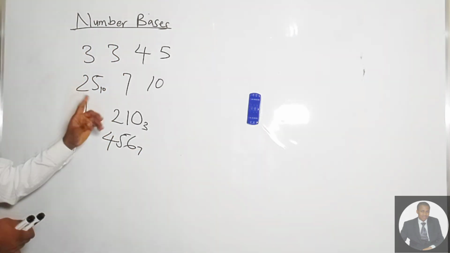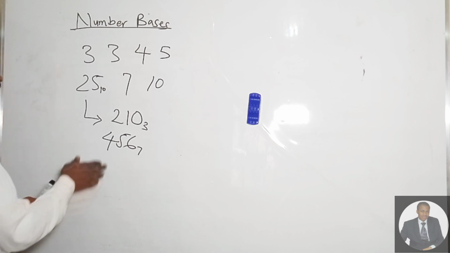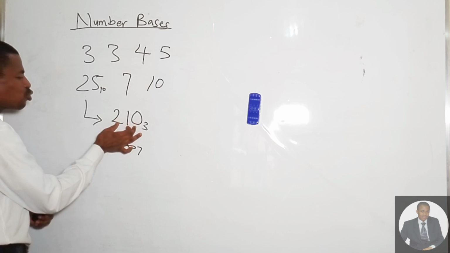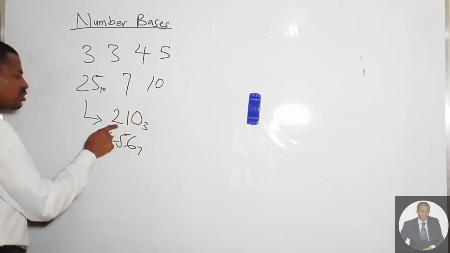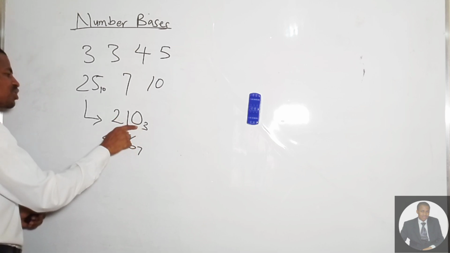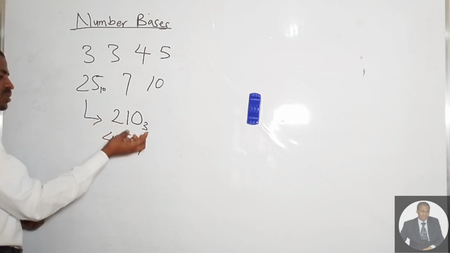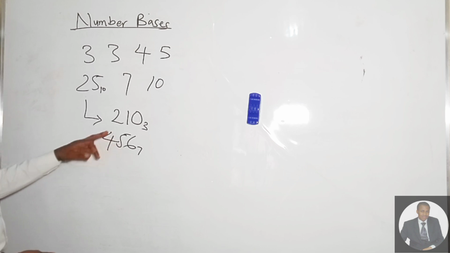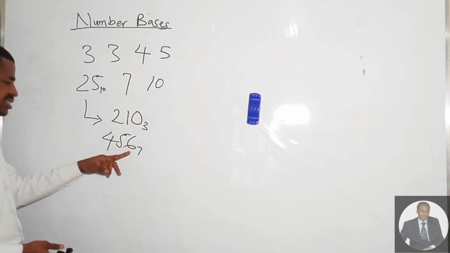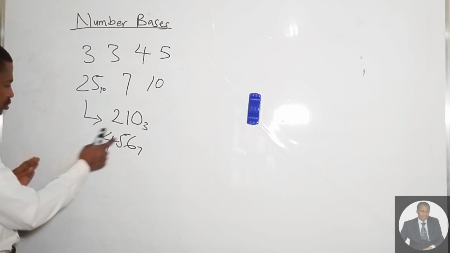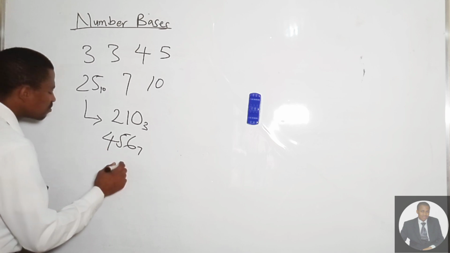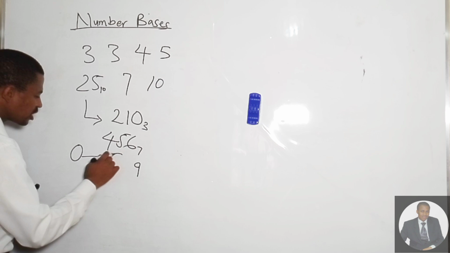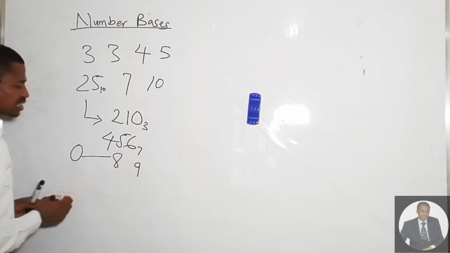Now, there's something we need to note. Any digit in a number is always lower than the base. If a number is in base 3, all the digits it will have are 0, 1, 2. If a number is in base 7, all its digits will range from 0 to 6. If you have a number in base 9, every digit will range from 0 to 8, and it will not reach 9 at all.